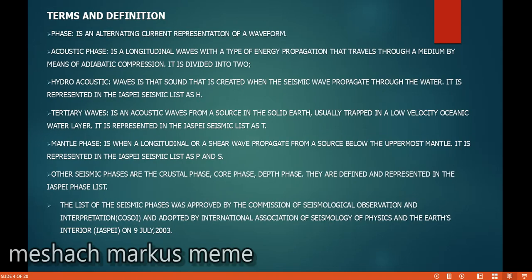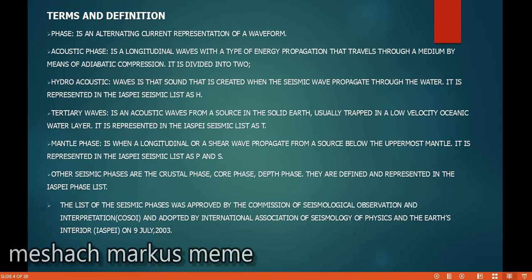We are also going to look at phase. We said phase is an alteration or current representation of a wave motion. Under that, we have acoustic phase, hydroacoustic phase, tertiary waves, and mantle phases. It is when a longitudinal or a shear wave propagates from a surface below the upper mantle. It is represented in the International Association of Seismology and Physics of the Earth's Interior list as P and S.